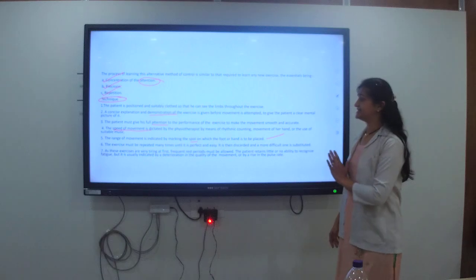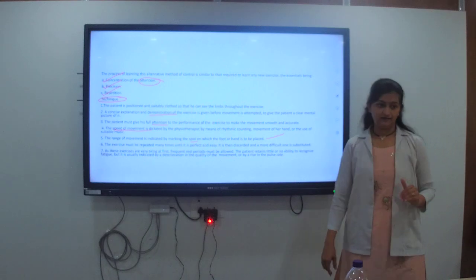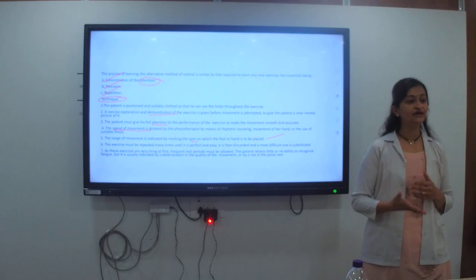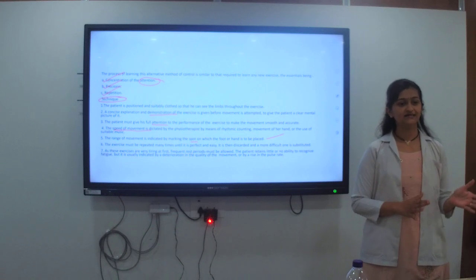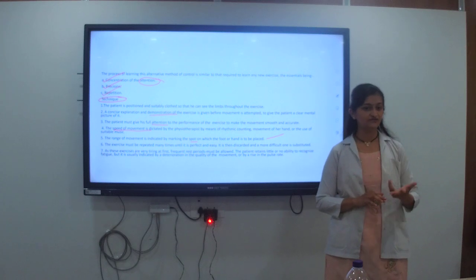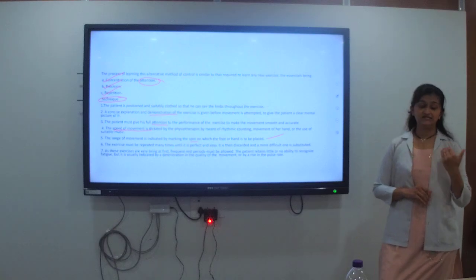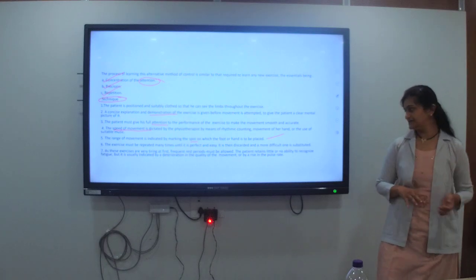Whatever Frenkel's exercise you are carrying out, you have to repeat it. The frequency of exercise you have to increase. And once the patient gets accommodated to this exercise, your main target is to give the next exercise. The more difficult exercise should be substituted for the previous one.